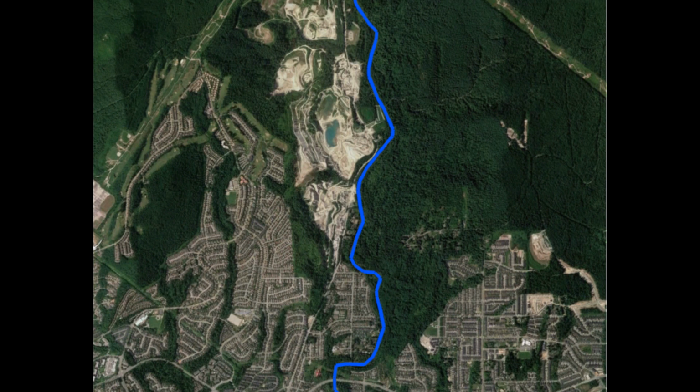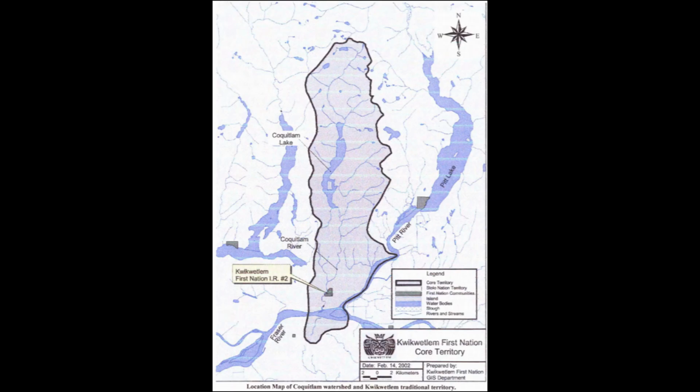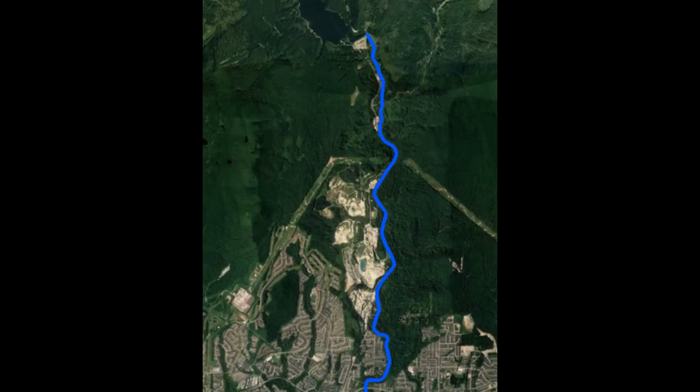Next, we can take a look at where the stream is in relation to the watershed. This map shows the Coquitlam watershed. We're right here, in the mid to lower region of the watershed. The river has residential areas on either side. We see here that the area to the west of the stream is riddled with quarries and tailing ponds. There is also a dam located at the top of the river where it meets Coquitlam Lake.